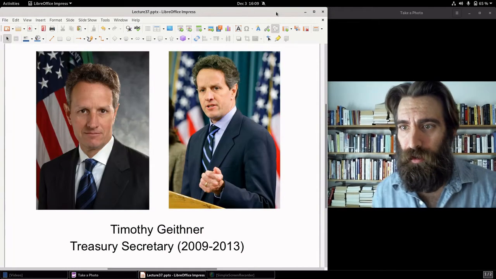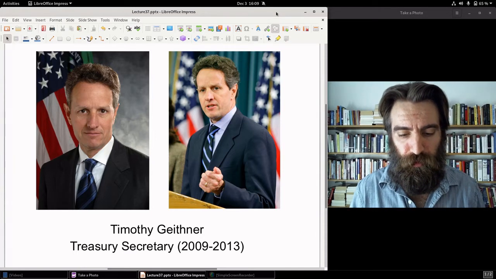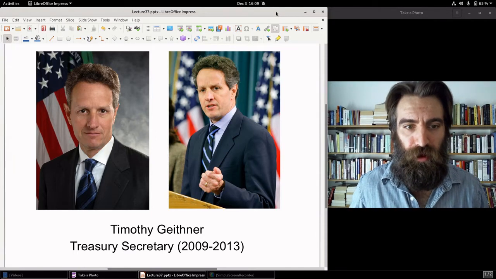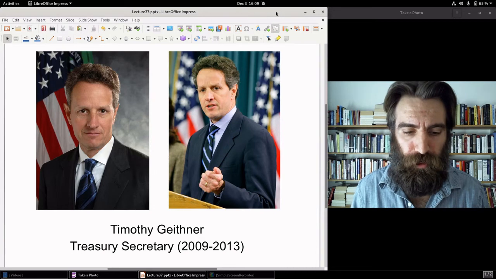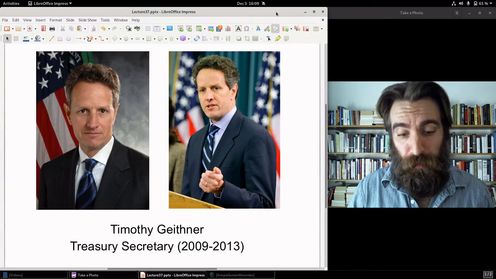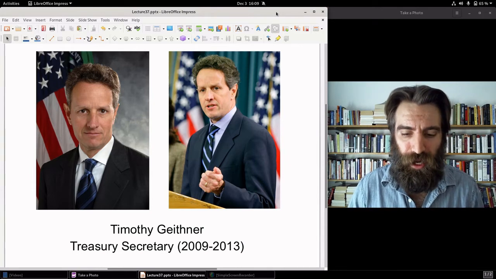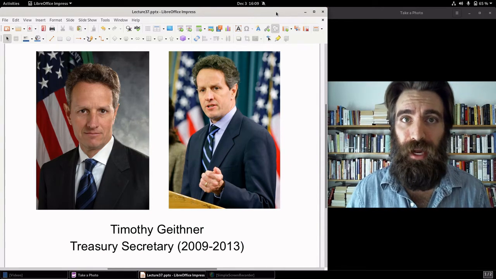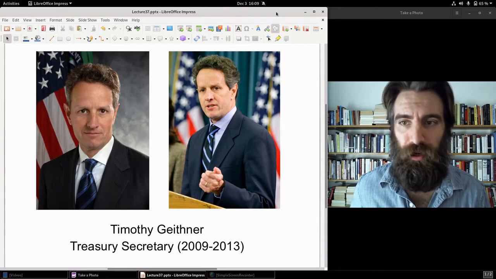Then Timothy Geithner, appointed by President Obama in 2009 to be Treasury Secretary. Timothy Geithner worked under Robert Rubin and Larry Summers in the Treasury Department during the Clinton administration. He became a senior fellow at the Council on Foreign Relations, and then in 2003 became president of the Federal Reserve Bank of New York. So the New York Fed president from 2003 to 2009.